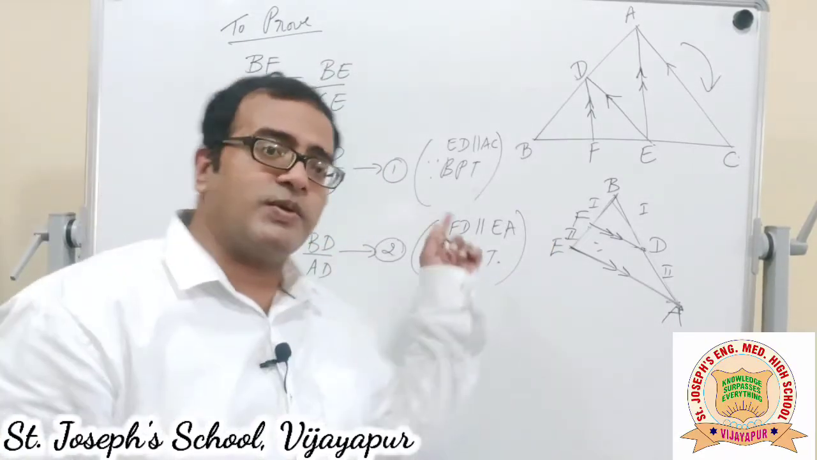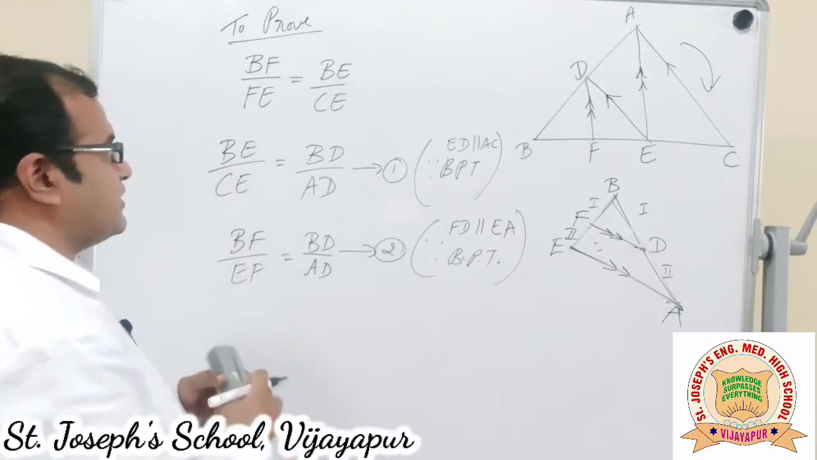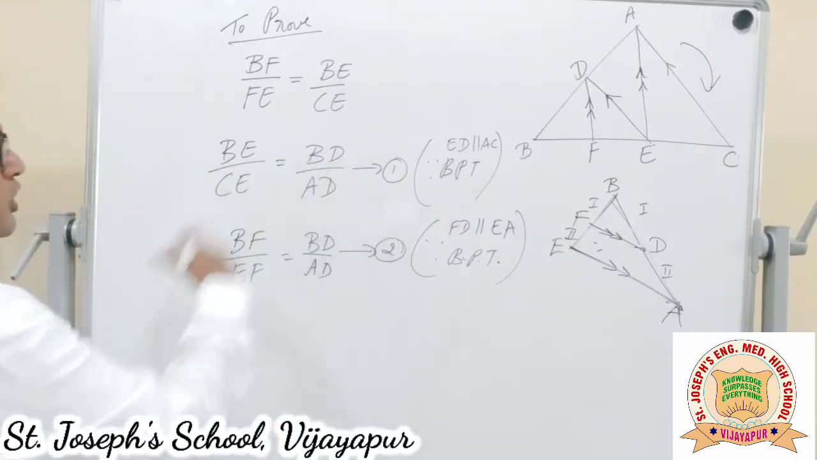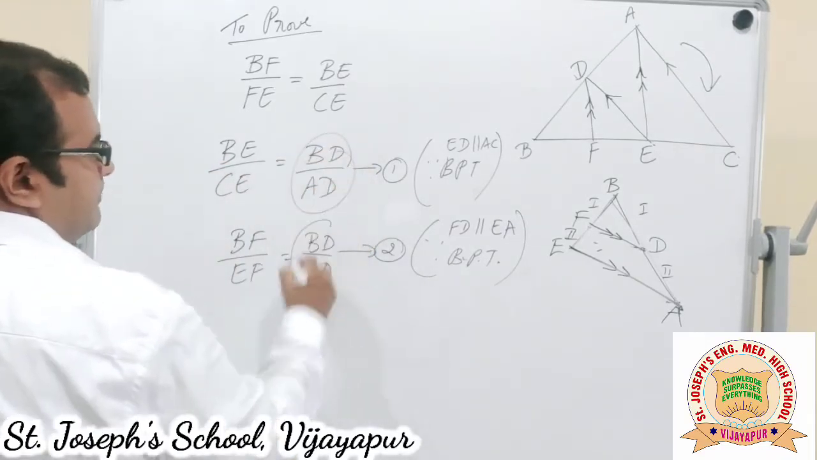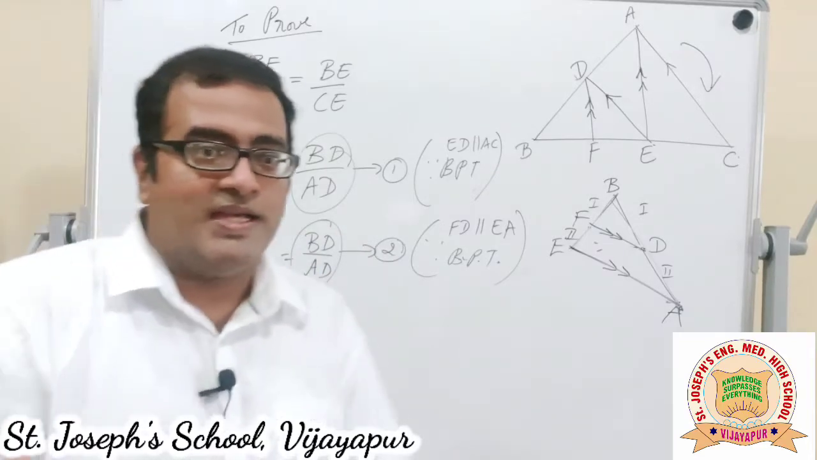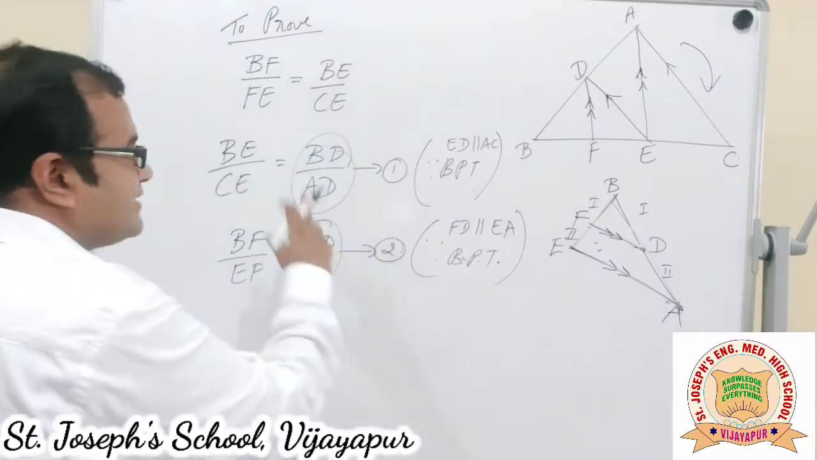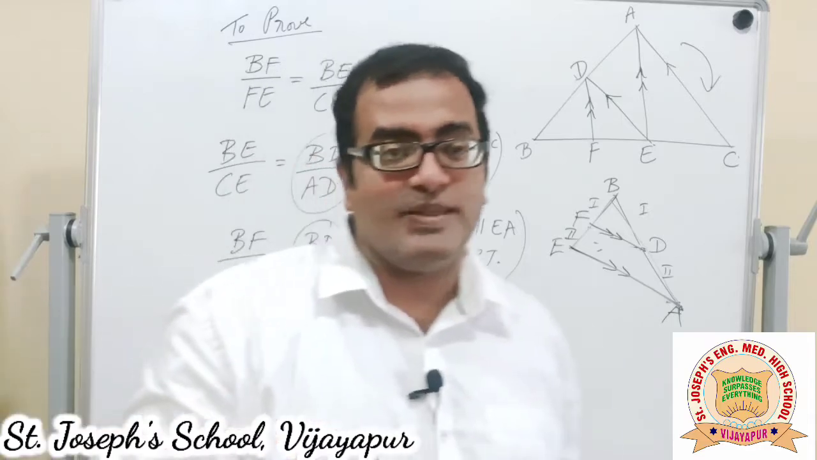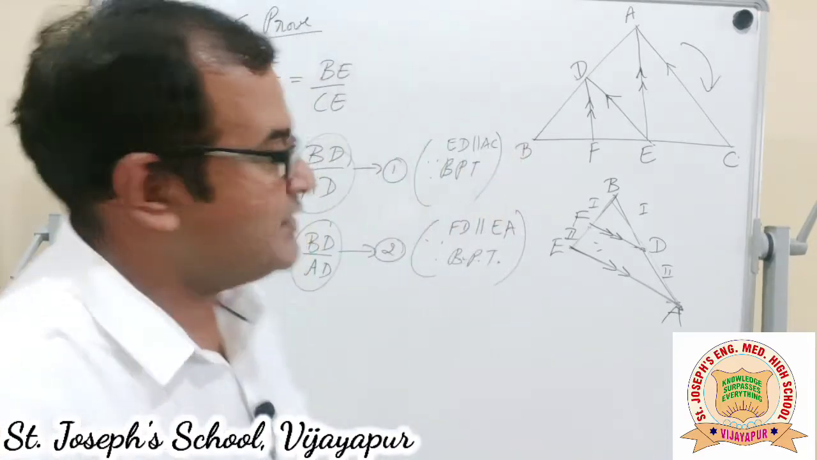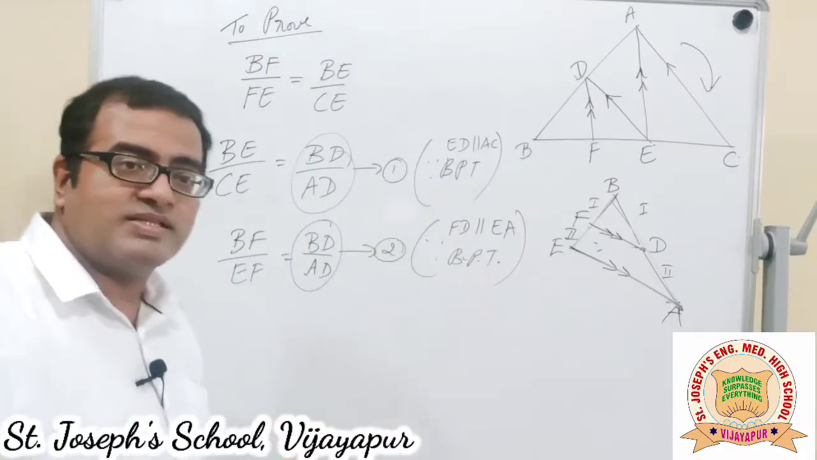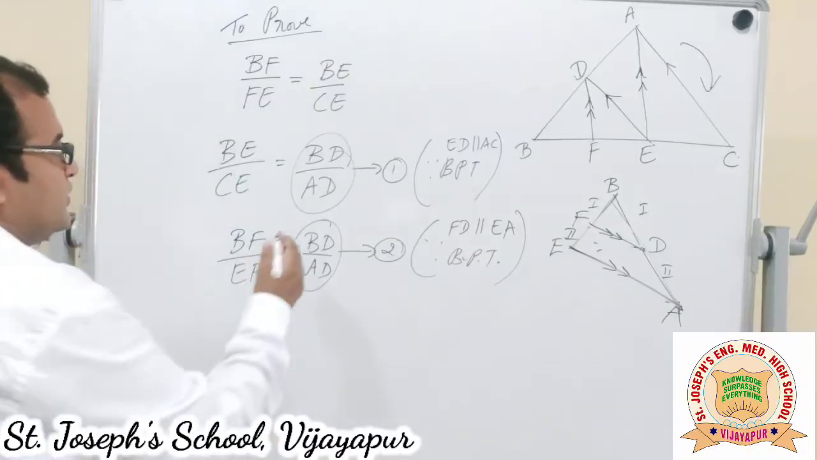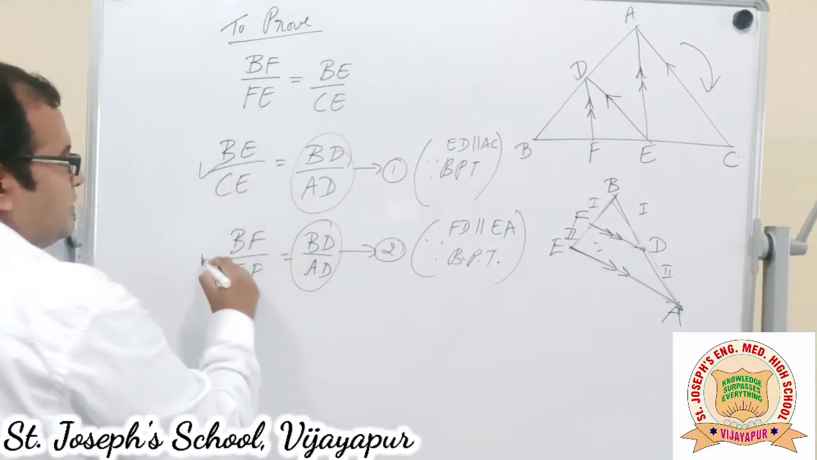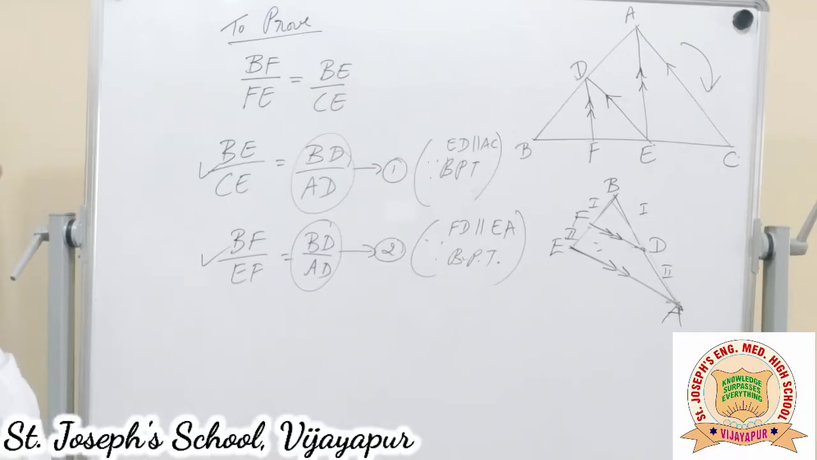Now, compare these two equations, the first equation and second equation. Do you see anything common? BD by AD is common. The right hand sides are same. If the right hand sides are same, then so must be the left hand sides, because things which are equal to the same things are equal to one another. So, that means BE upon CE must be equal to BF upon EF.